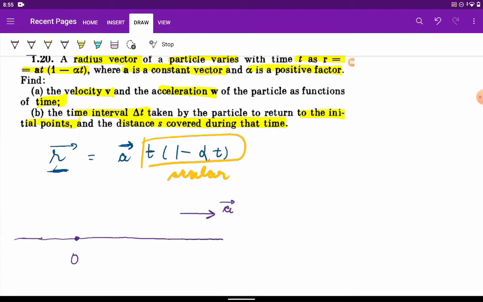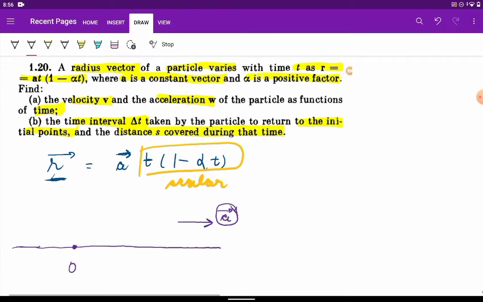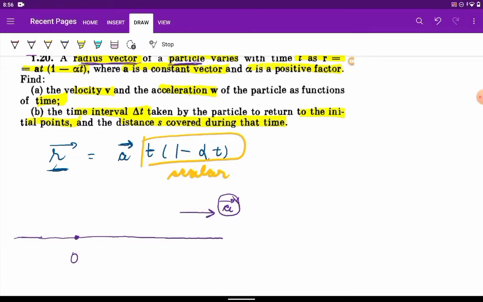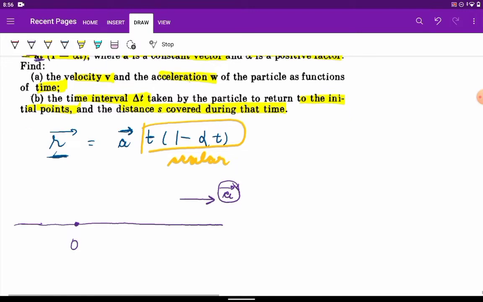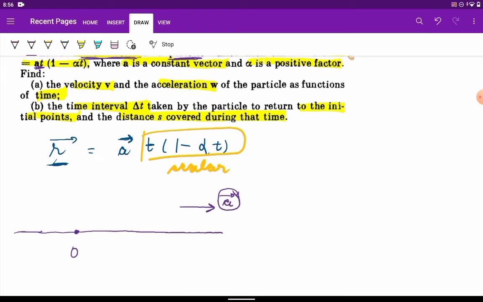Of course, this is just the a vector, but since we are talking about the radius vector of the particle, and the radius vector is parallel to a, it means that it is some constant. This is a scalar, of course, multiplied by the a vector with respect to the origin o. Okay, so it is always on this particular line, right?